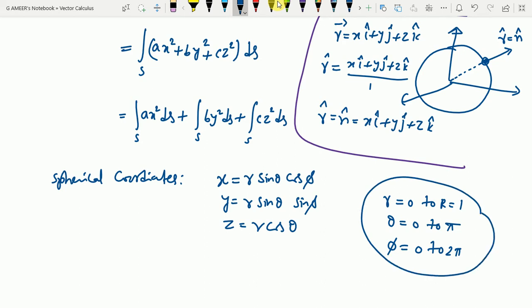Now you substitute here. Of course, what is the ds element, the area element? In spherical coordinates, the area element and volume element are also required here. ds will be equal to sine theta, just a minute.